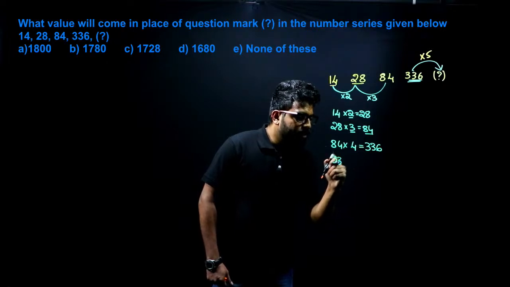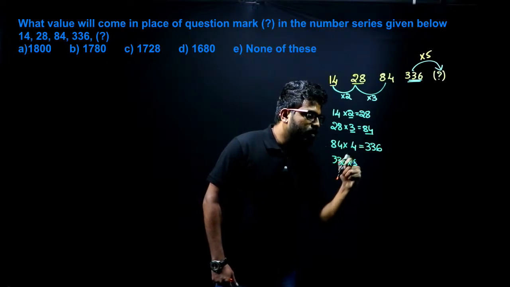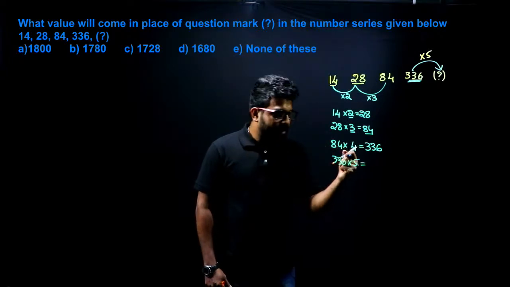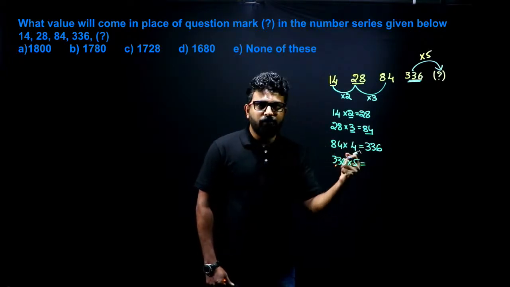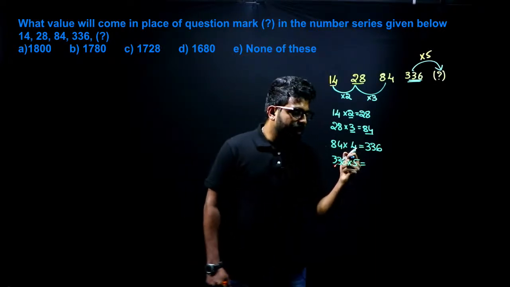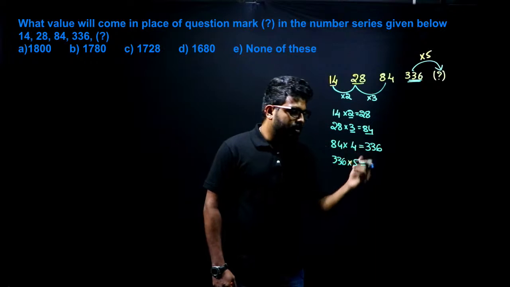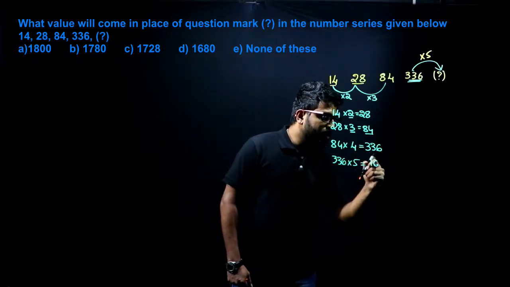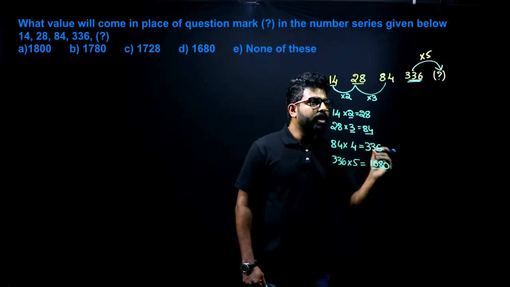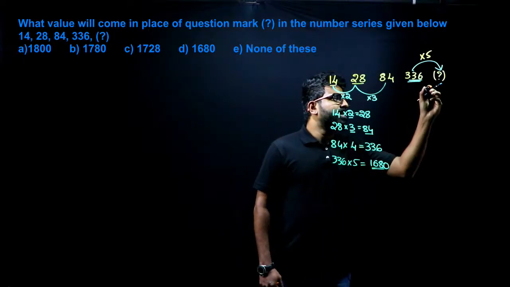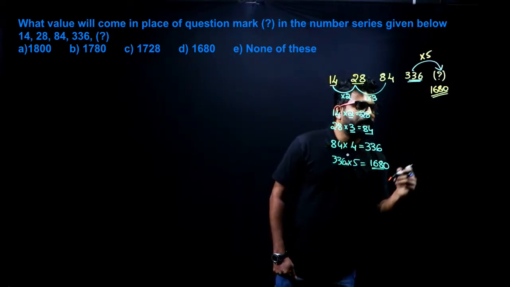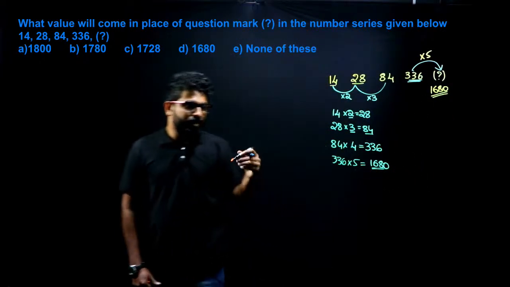So 336 into 5. So 300 into 5 gives me 1500. 30 into 5 gives me 150. So the 1500 plus 150 gives me 1650. Plus 6 into 5 gives me 30. So my answer here will be 1680. If you have already got this correct answer, so my missing term here was 1680. Very good. So let us move on to the next question then.